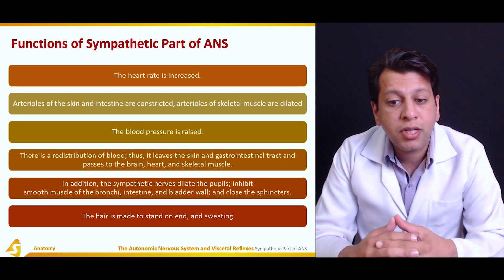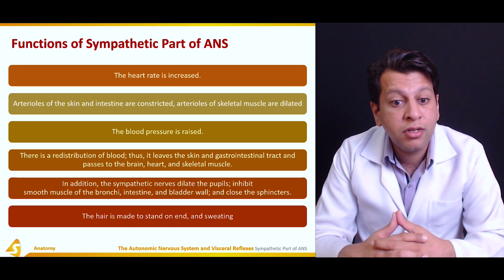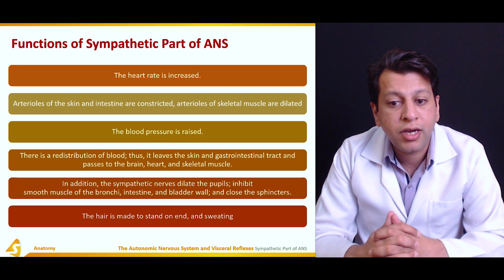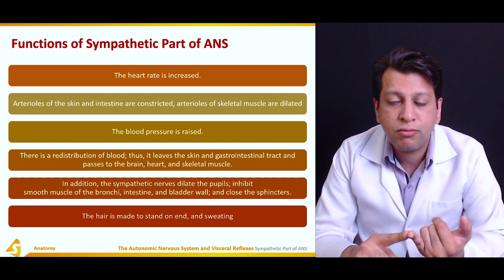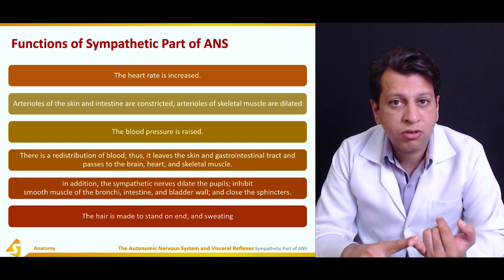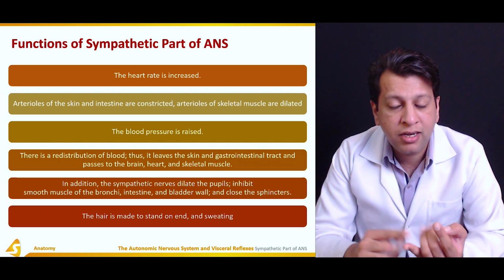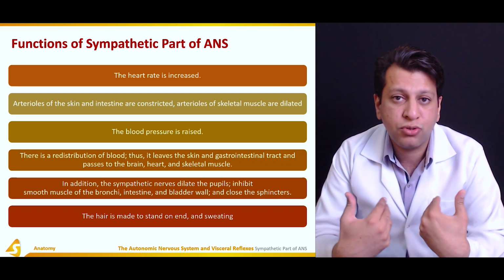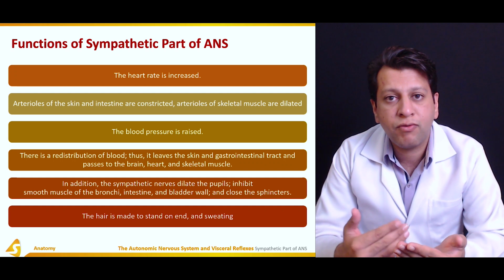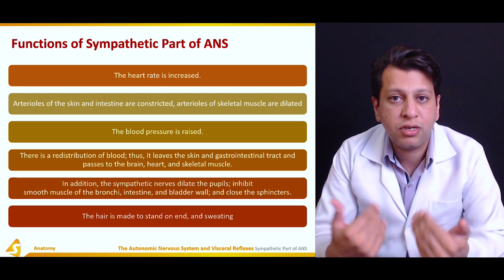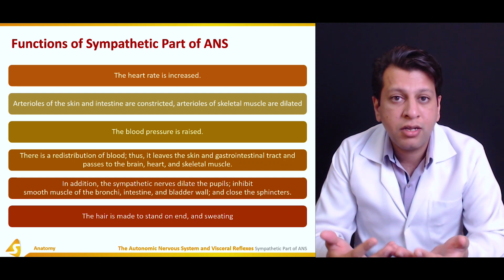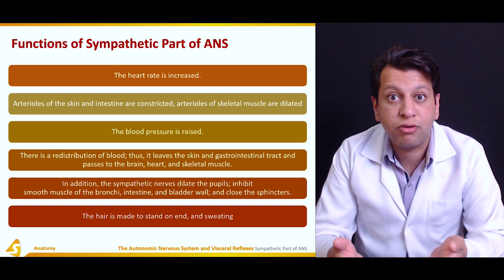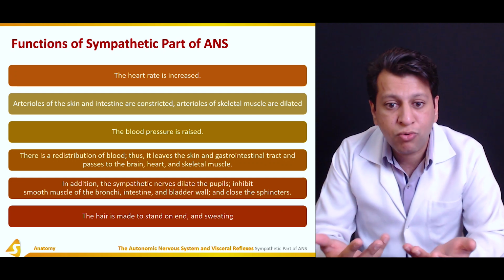In addition, the sympathetic nervous system dilates the pupil, inhibits smooth muscles of the bronchi, in the intestine and bladder wall, and closes the sphincters. Because at this moment you don't want to urinate, so the sphincters close. Bronchioles dilate, so you can take in more air because you're running away from the dog. You need more air so that you don't build up lactic acid in your body. Bronchi would dilate, your respiration rate would increase, you will be inhaling and exhaling more air.